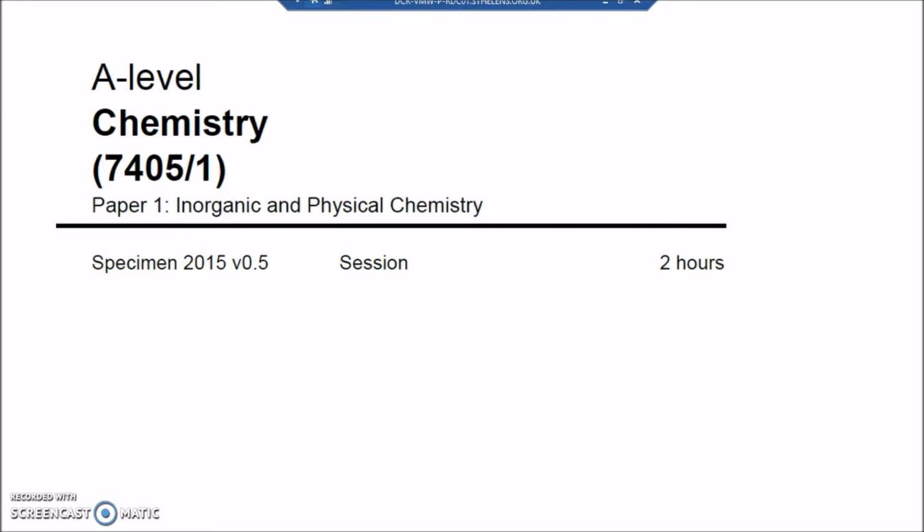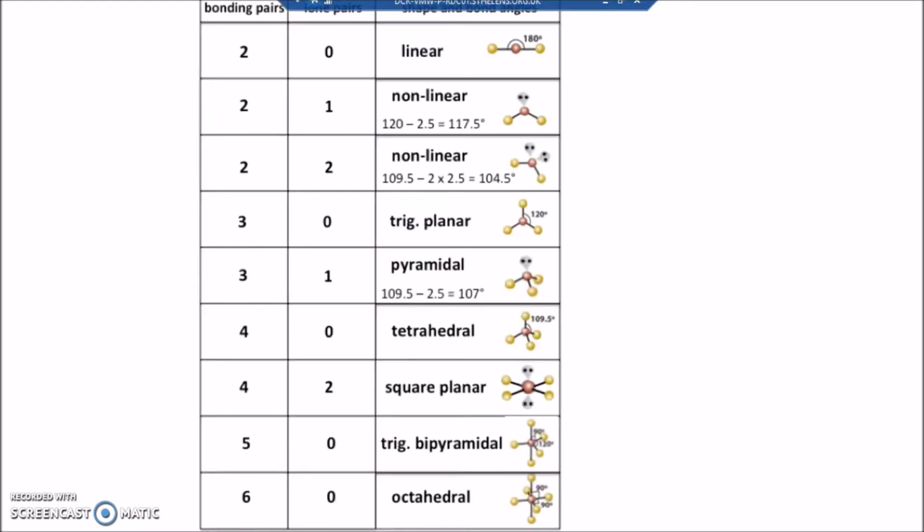A-level chemistry paper 1, specimen version 0.5. Let's have a look at this first of all. So before we start question number 1, let's have a look at different shapes of molecules. Let's go with no lone pairs at all, just bonding pairs. So 2 bonding pairs, no lone pairs, something like BeCl2.